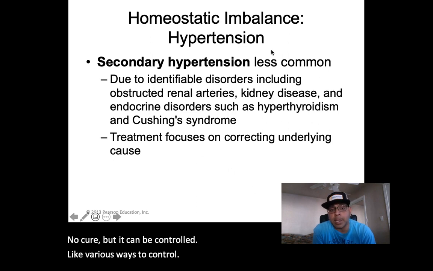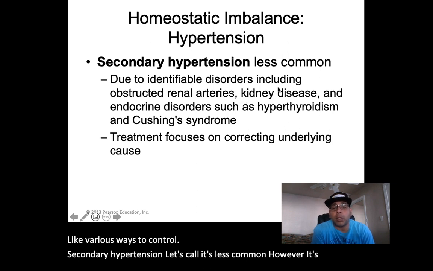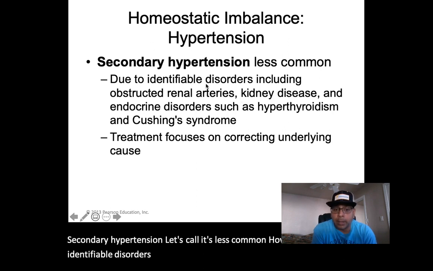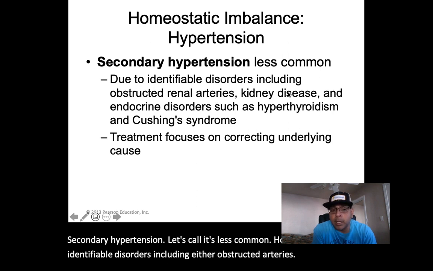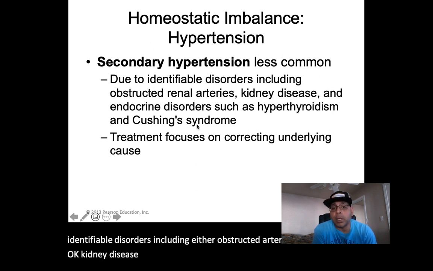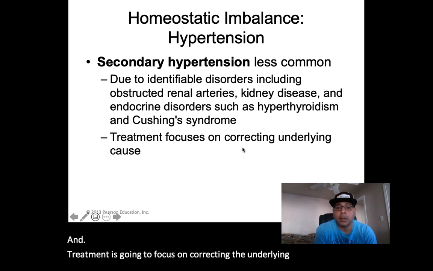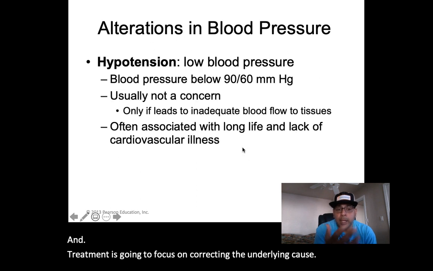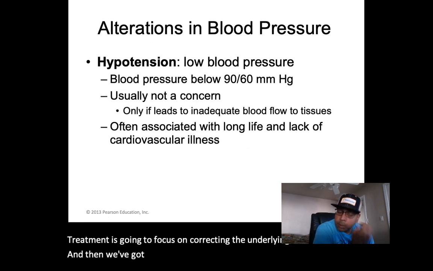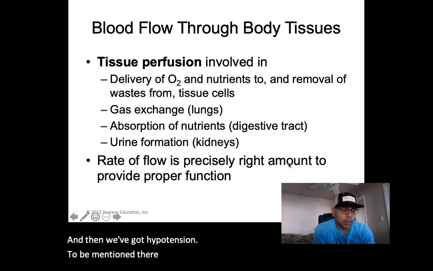Secondary hypertension is less common. However, it's due to identifiable disorders, including obstructed arteries, kidney disease, or even endocrine disorders. Treatment is going to focus on correcting the underlying cause. And then we've got hypotension, which we mentioned there as well.